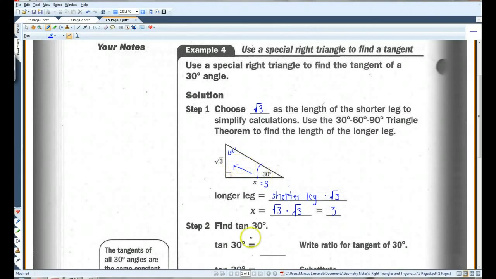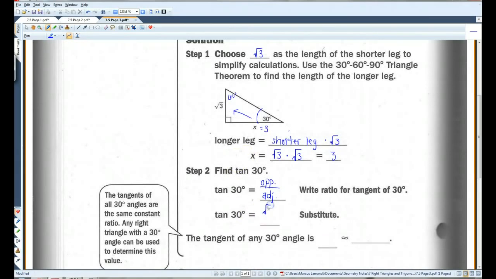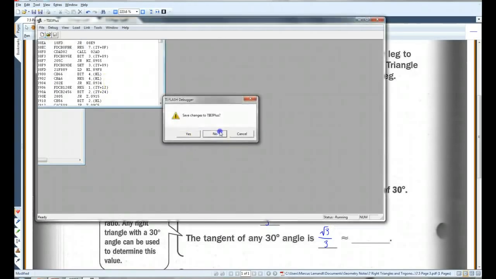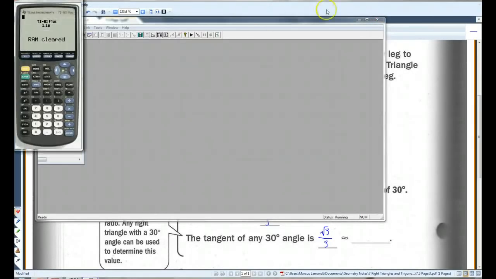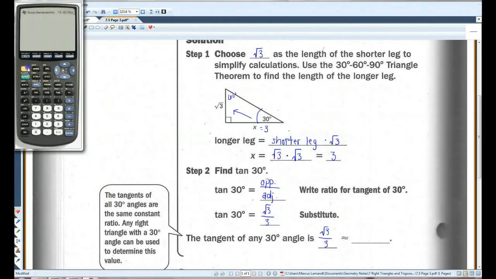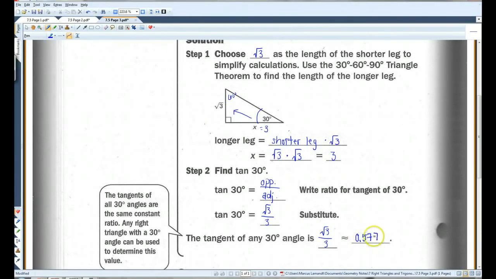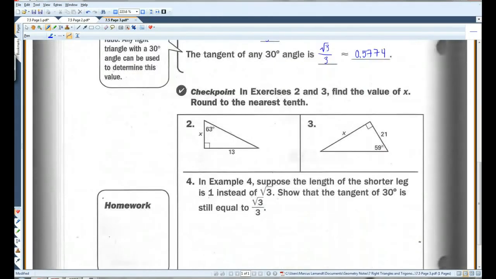If we're looking for tangent of 30 degrees, that's going to be the opposite over adjacent. They want us to write out the ratio again. You don't have to do this in your actual notes, but they want it in here. Opposite over adjacent. Root 3 over 3. And if you plug this into your calculator, you get 0.5774. Alright, you guys can do the checkpoint, and that's all.